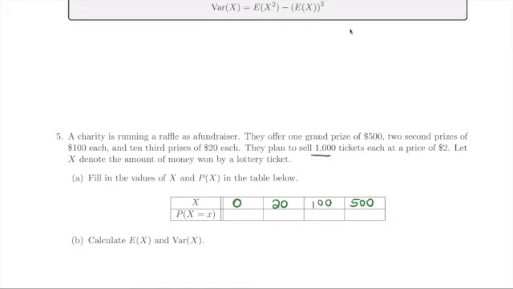So we're going to sell 1,000 tickets. And what we see is that there's one grand prize of $500. So in other words, what would be the odds of winning $500? One in 1,000. So we can write that as a decimal as 0.001. And then we've got 2 second prizes, again, out of the 1,000 tickets. So that would be 2 out of 1,000.